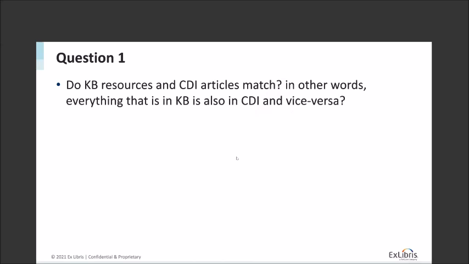I chose this question for the beginning because it actually goes back again to the basics that we tried to review and cover in the webinar. Actually to understand better how KB and CDI work together, and this helps us to explain this again. So the question is, do KB resources and CDI articles match? In other words, everything that is in KB is also in CDI and vice versa?